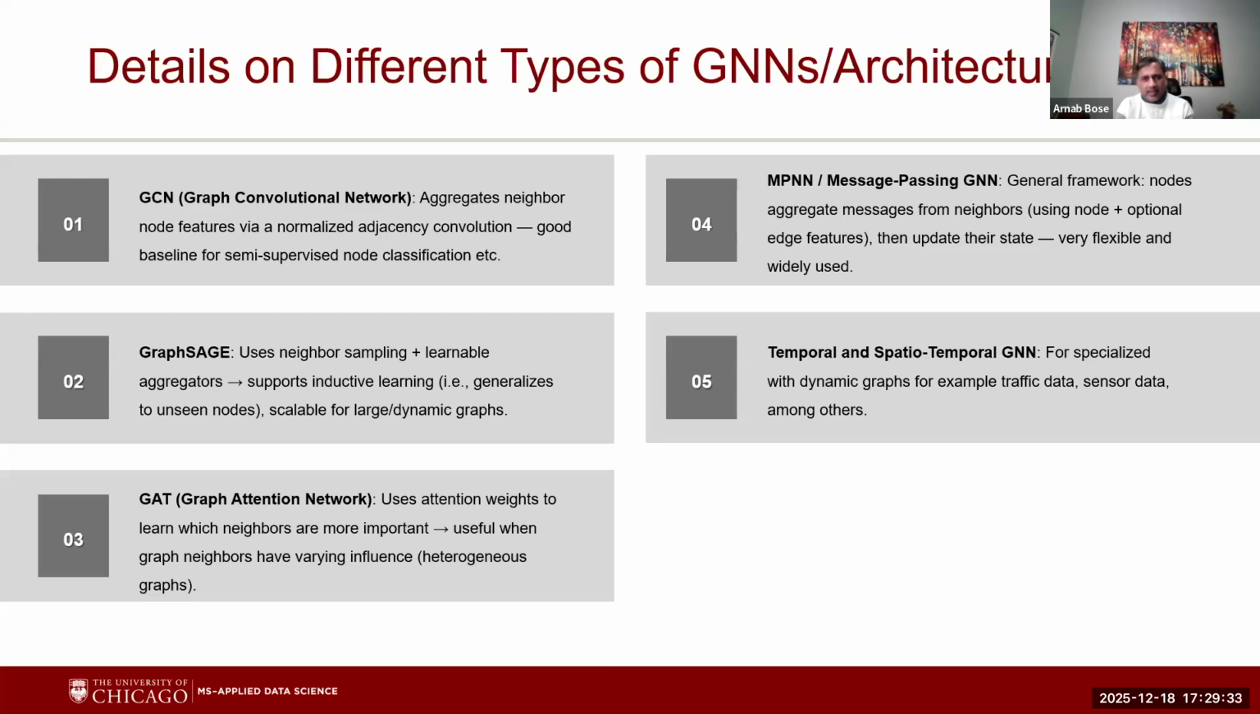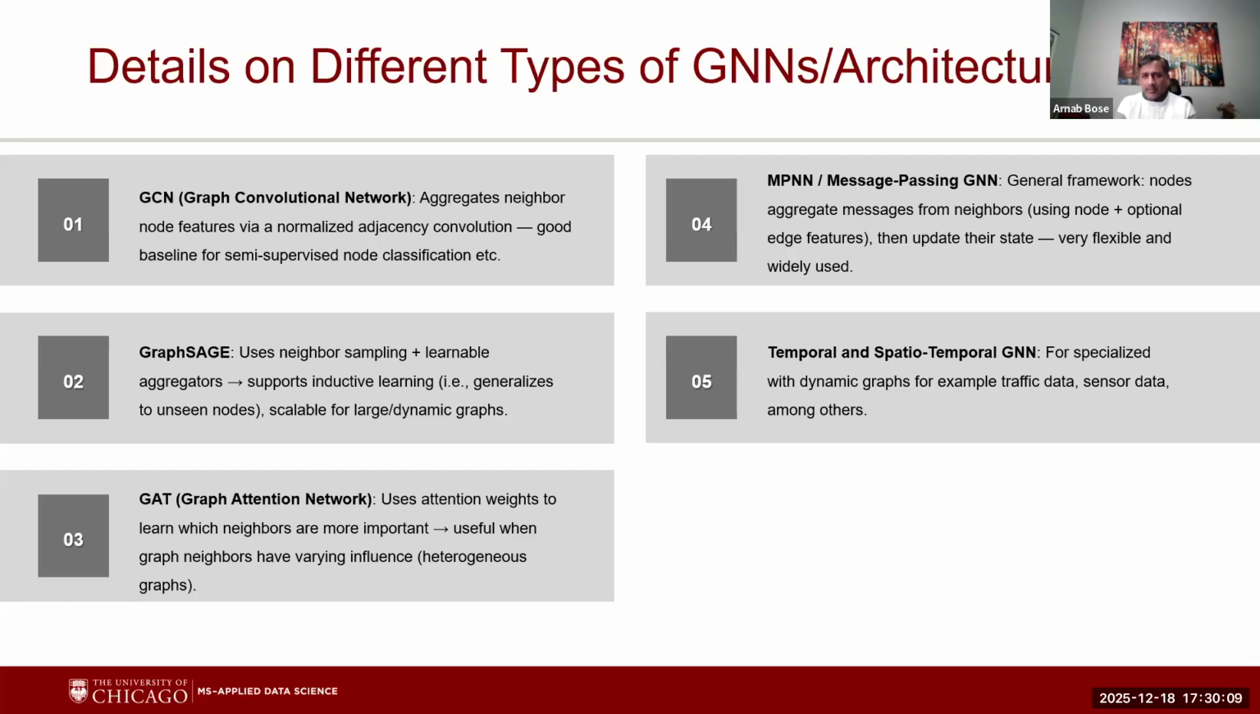A graph attention network, just jumping to number three, does the same thing, but it uses this concept of attention, which is, as you know, very popular and very much used in the transformer architecture. All your GPT models, which use the decoder part of the transformer, have attention built into them. So a graph attention network does something similar. GraphSAGE is something that's very scalable, especially for large graphs.